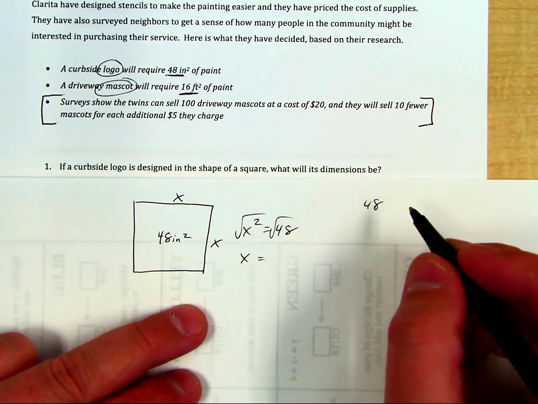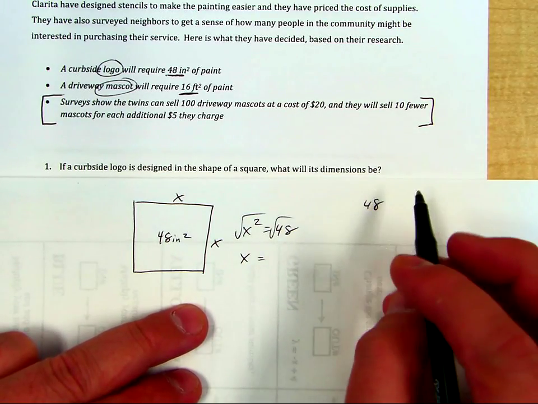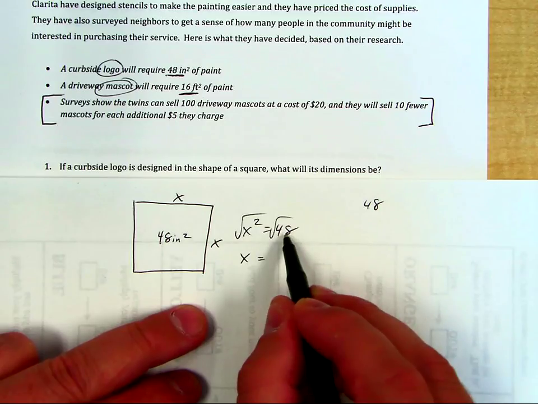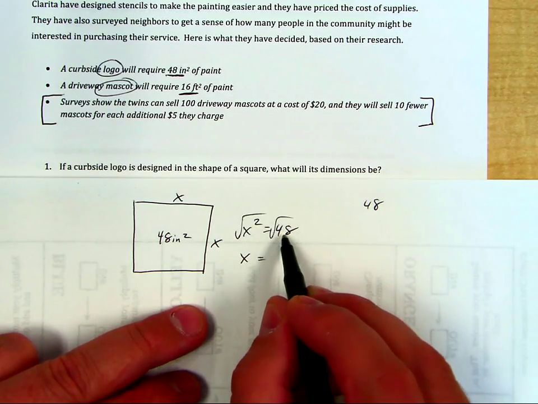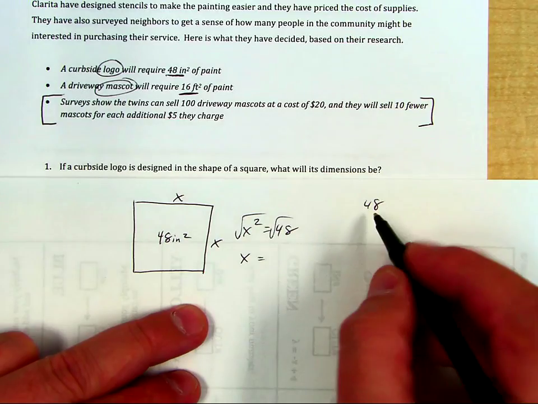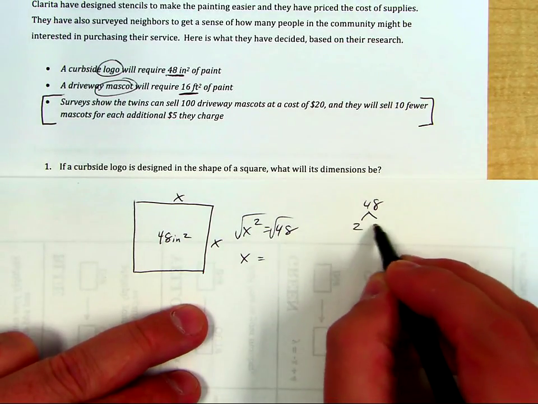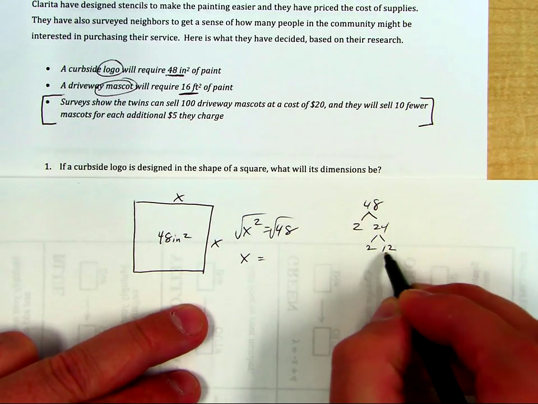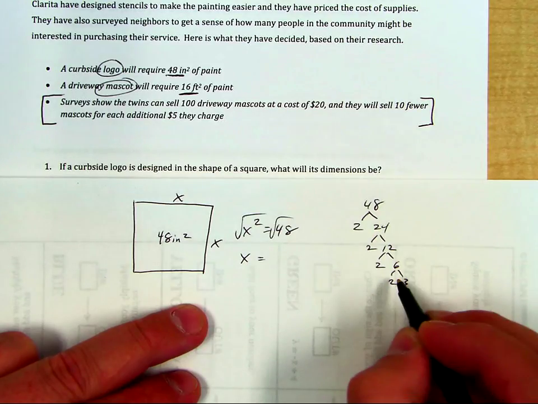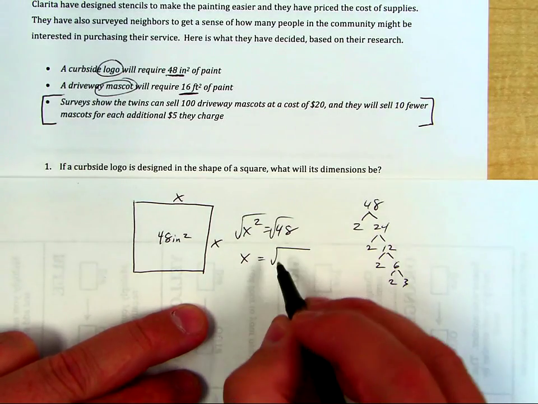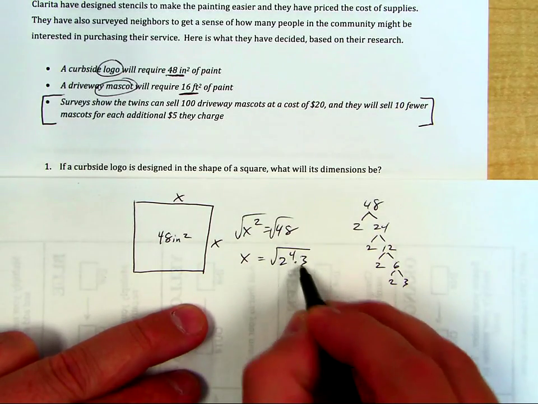How can we break this down? Well, the best idea for students, if they can't immediately look at this and see that the largest perfect square that goes into it is 16, is to do a prime factor tree. If you can't see that right away, let's see, 2 times 24, 2 times 12, 2 times 6, and 2 times 3. We've got 2 to the 4th power times 3.